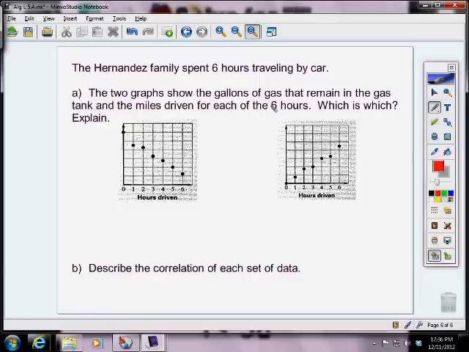Look at this example. It says the Hernandez family spent 6 hours traveling by car. The two graphs show the gallons of gas that remain in the gas tank and the miles driven for each of the 6 hours. So the two graphs are going to show two things: the gallons of gas that remain in the gas tank and how many miles they've driven for each of the 6 hours. Which is which? Notice both of these are represented by hours driven.